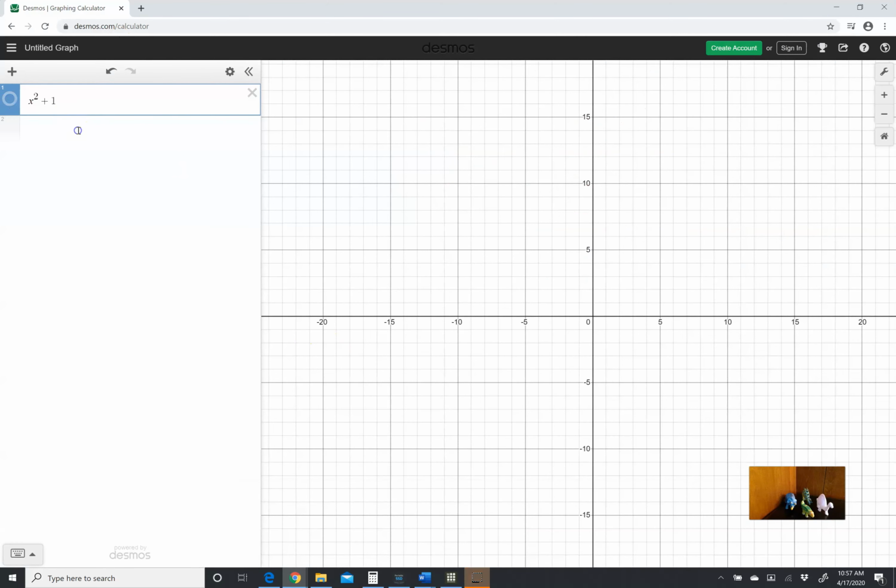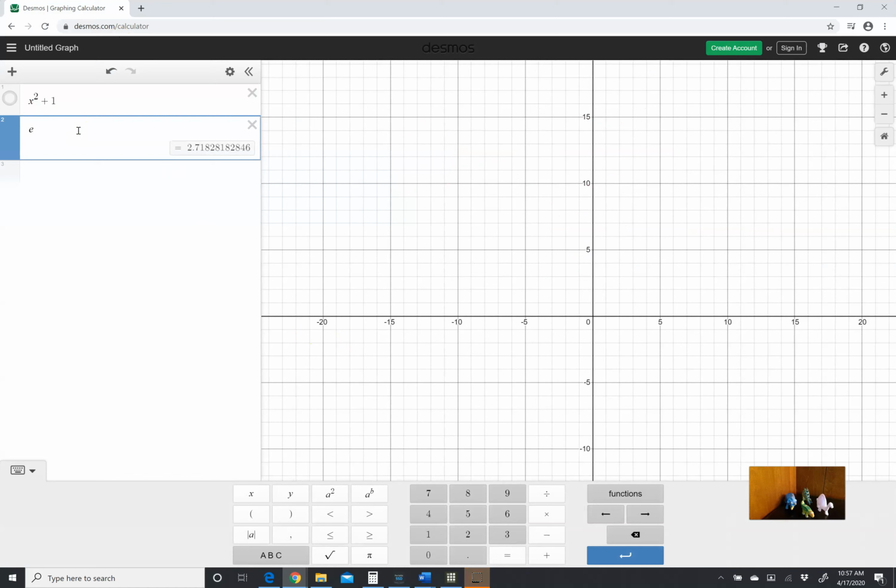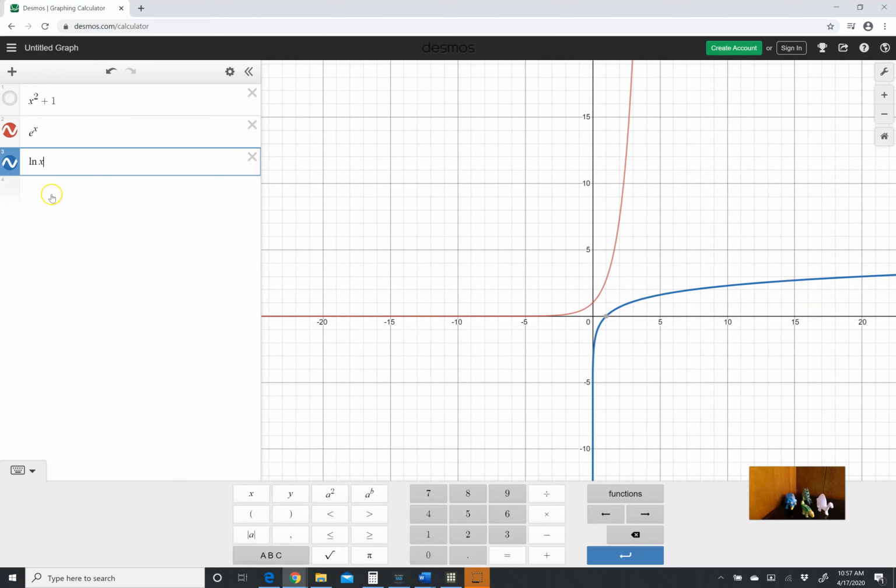I'm going to turn that off. Let's do e to the x, and let's do the ln of x. Okay, and we'll put in the line of reflection. So these are inverse functions, right? E to the x is exponential. The ln of x is logarithmic. We know that these are inverse functions. We talked about that when we introduced logarithmic functions earlier.